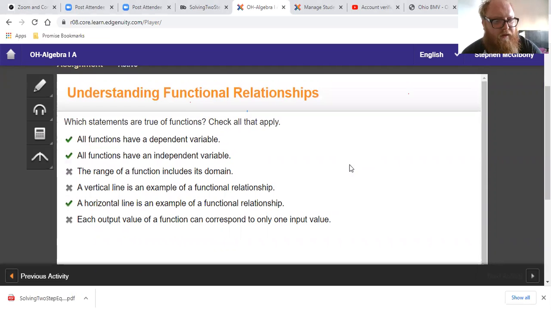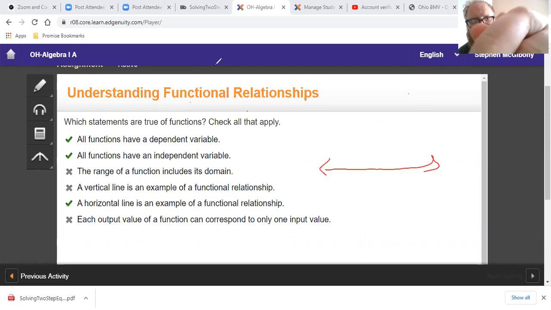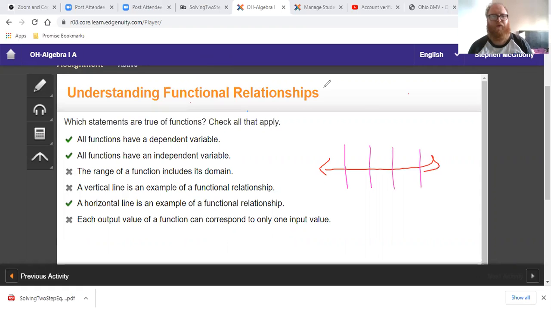They're separate. A vertical line is an example of a functional relationship. No, that's going to fail the vertical line test. A horizontal line is an example of a functional relationship. Yes, we saw that earlier, so we can do that quickly. If we have a horizontal line and we do the vertical line test, it's only going to hit 1 point. So a horizontal line is a function. And each output of a function can correspond to only one input value. No, each input value can only correspond to one output value.